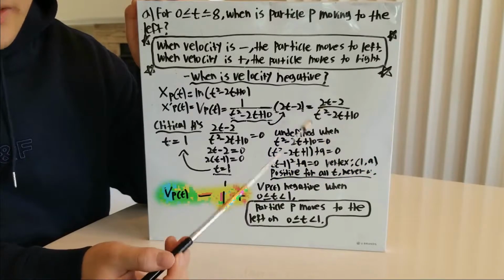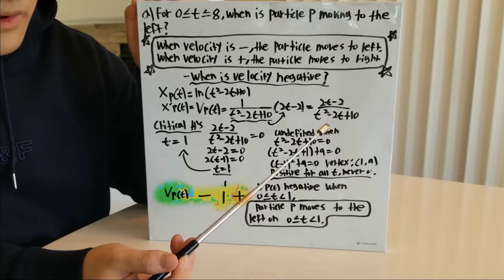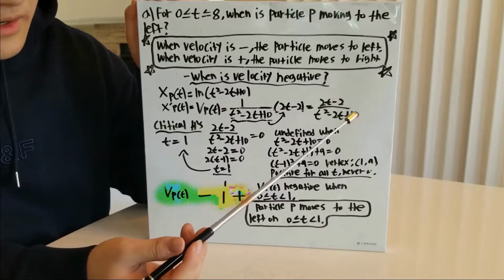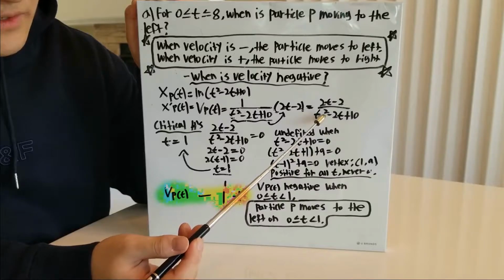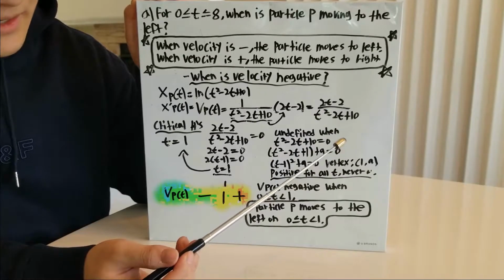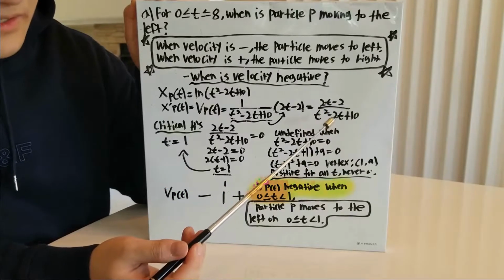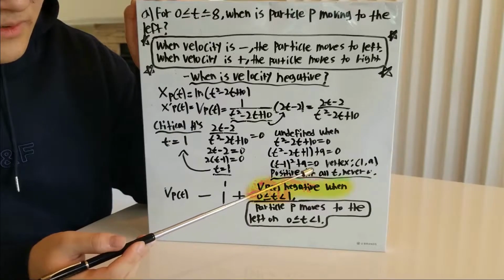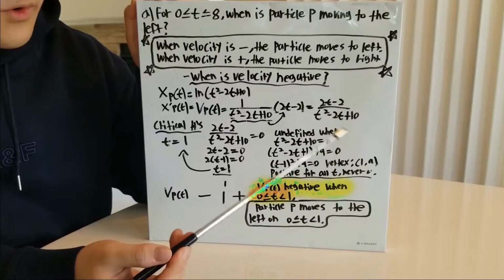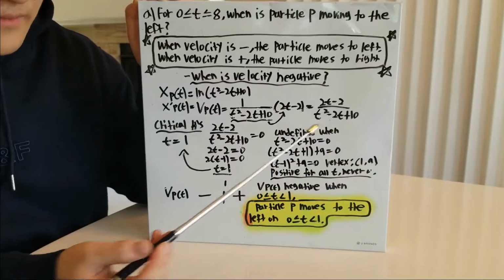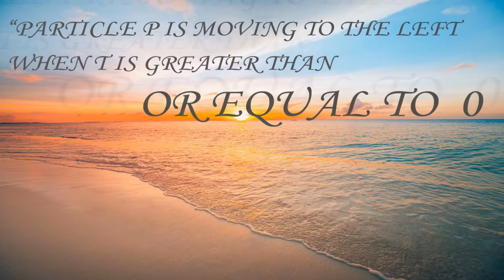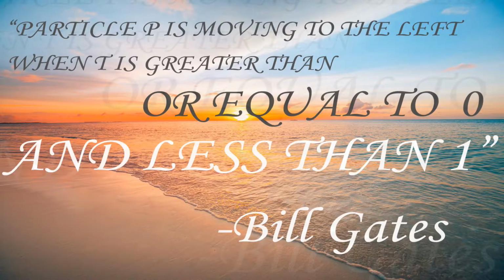We do the sign chart and we determine that to the left of 1, velocity is negative. To the right of 1, velocity is positive. So finally we can say that velocity is negative when t is greater than or equal to 0 and less than 1. Not less than or equal to 1, because when t equals 1, velocity is 0. And so our answer would be particle P is moving to the left when t is greater than or equal to 0 and less than 1.